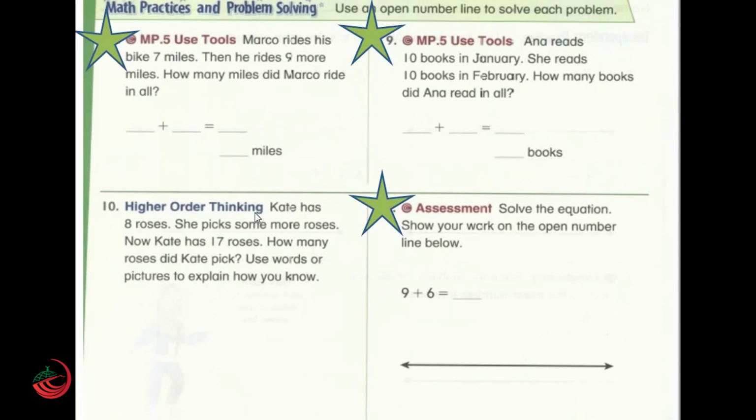So Kate has 8 roses. She picks some more roses. Now Kate has 17 roses. How many roses did Kate pick? Use words or pictures to explain how you know. Okay, so we have this girl whose name is Kate. Let's make a circle here on the 2 numbers that we have, so we will know if we are going to put together or take away, if we will make addition or subtraction from them. So we will put a circle on the numbers that we have, and let's tell the story again.